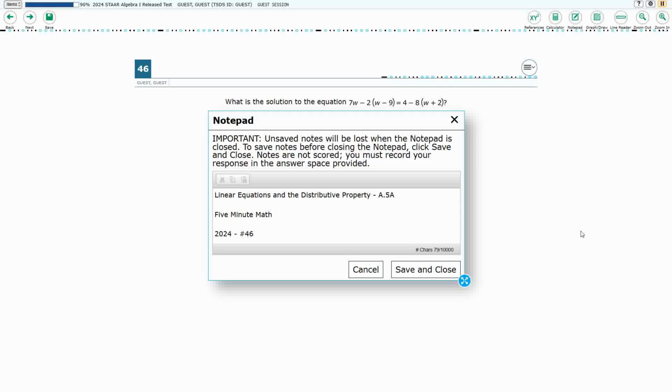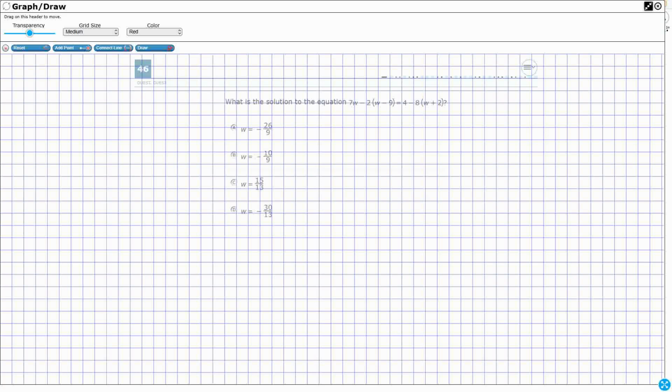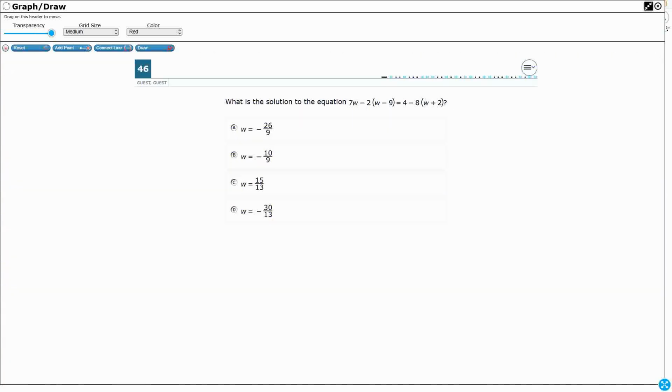Today we are looking at the Algebra 1 concept of linear equations and the distributive property. This is standard A.5A in the great state of Texas, and we are using item number 46 of the 2024 released STAAR test. If you haven't done so already, please go ahead and take a moment to pause the video, work this problem out on your own, unpause it, and we will look at our answers together.